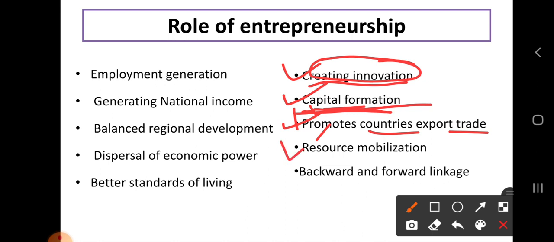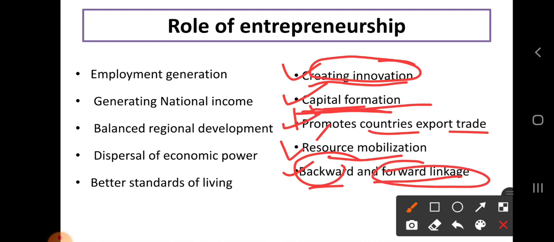Then resource mobilization, or utilization of resources. If you see in rural areas, there are so many resources and availability of raw materials. So by using these entrepreneurship activities, you can utilize that raw material in the village area itself. Then backward and forward linkage. So it will help the backward and forward linkage.